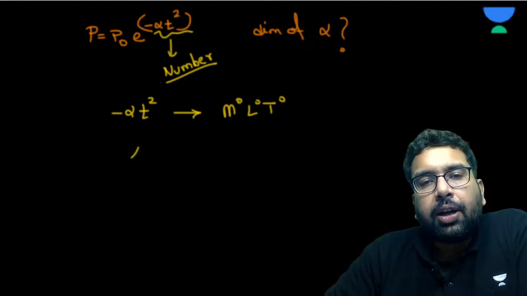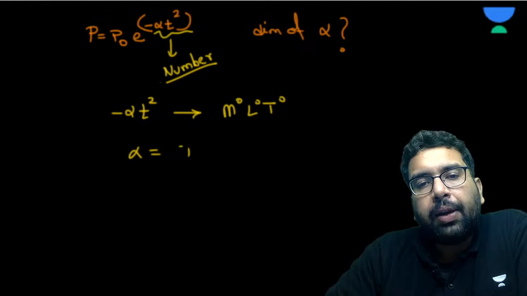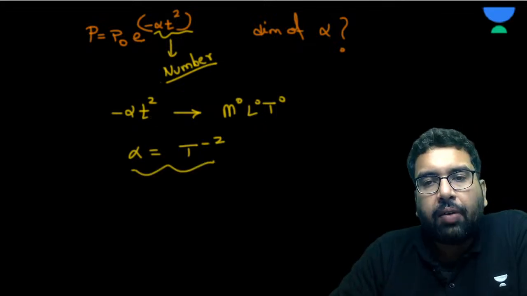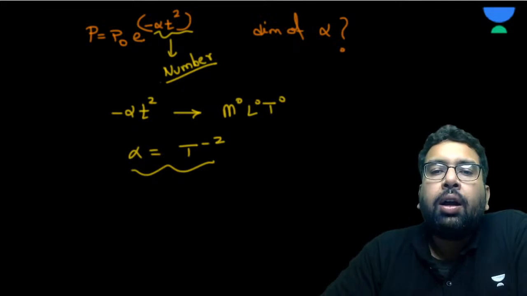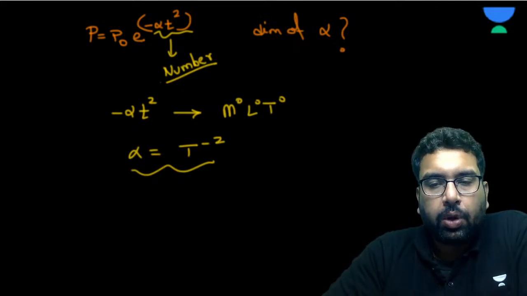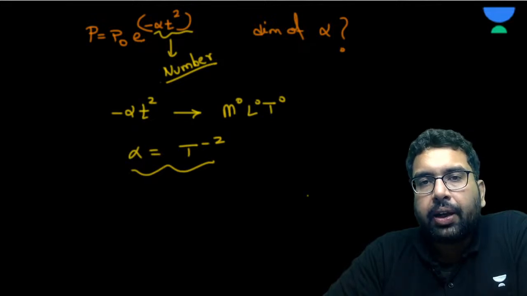So what shall be the dimension of alpha? It must be T minus 2, right? M0 L0 T minus 2. In these kinds of questions, you have to use a little of your general understanding to solve the problem. From the dimensional homogeneity, they can ask you such questions, and this is very frequently asked.